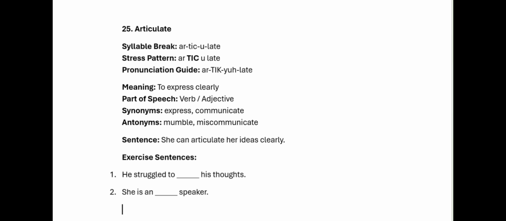You are very much commendable with the correct adjectives. So you have a very good vocabulary. Thereby, you present your view very, very clearly, and the other person, the listener, gets your thoughts or emotions very easily and reciprocates thereby. To express clearly, it is a verb and also an adjective. Express and communicate are the synonyms. Mumble and miscommunicate are the antonyms.